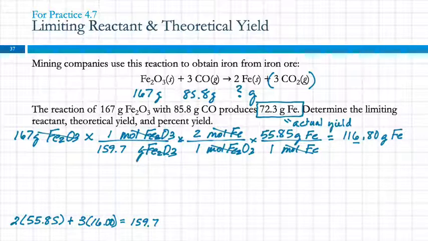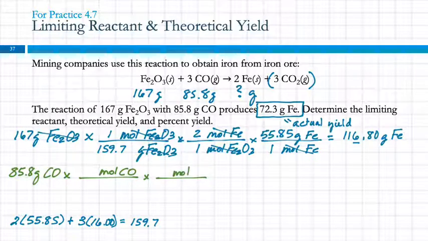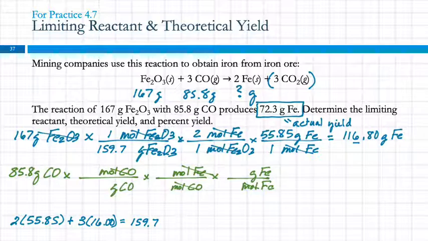Okay. Then I do another calculation for the other reactant. So I'm starting with 85.8 grams of carbon monoxide. And I'm going to go to moles of carbon monoxide, and moles of iron, and grams of iron. Moles of iron down here, moles of CO down there, and grams of CO down there.